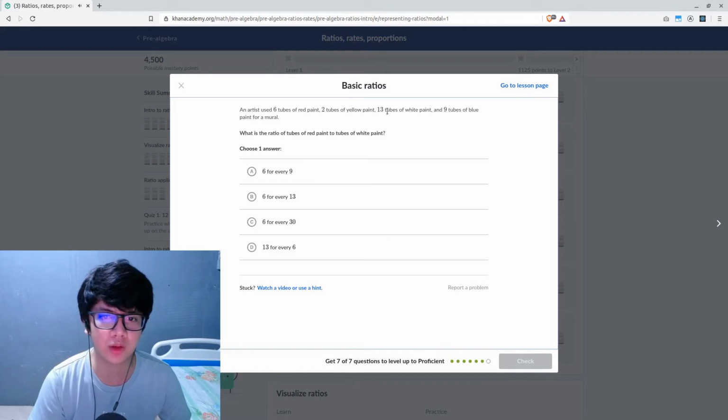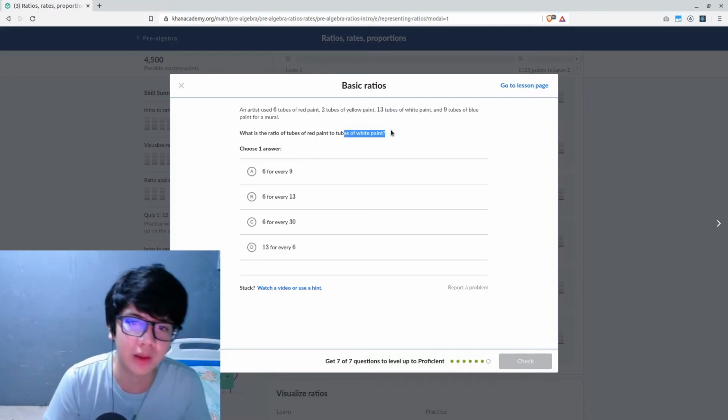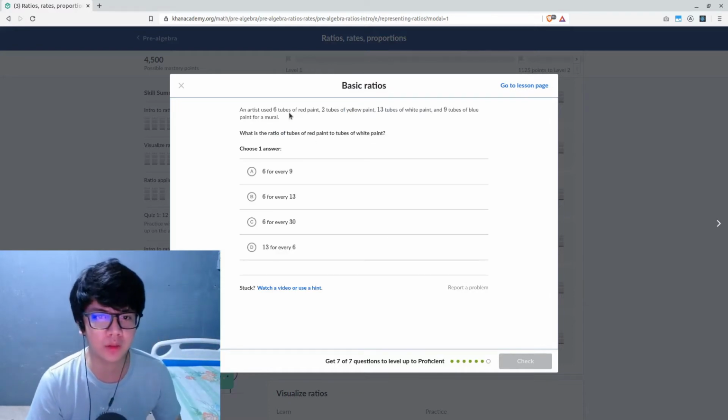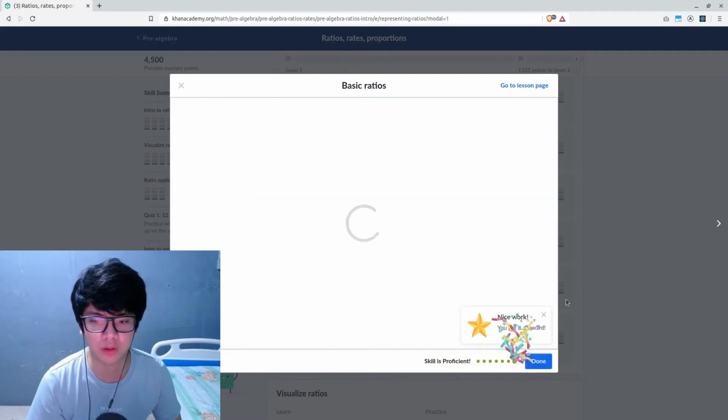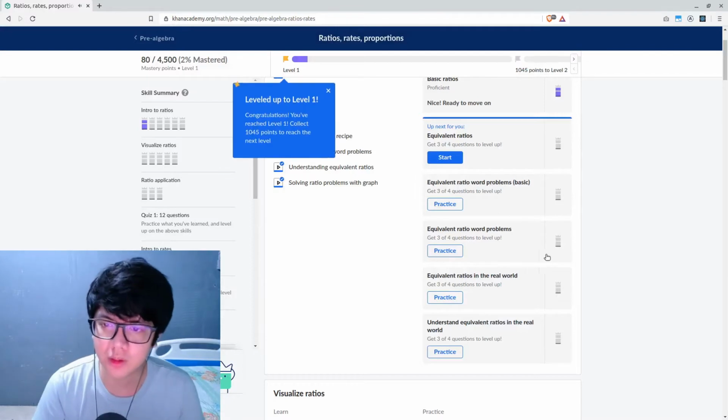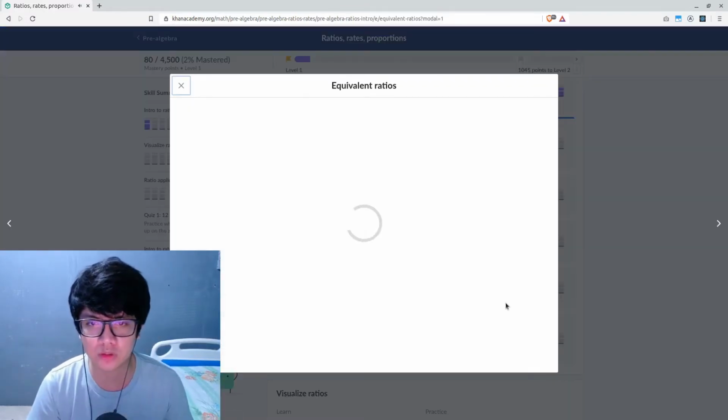96 tubes of paint, yellow paint, 13 white, 92 blue paint. Red paint to white paint. Red 6, white 13. 6 for every 13. Next, equivalent ratios.